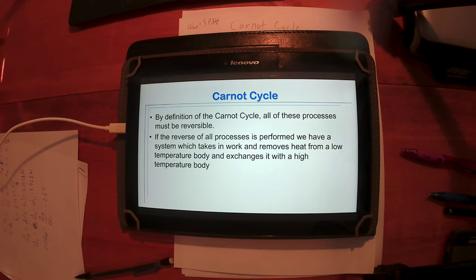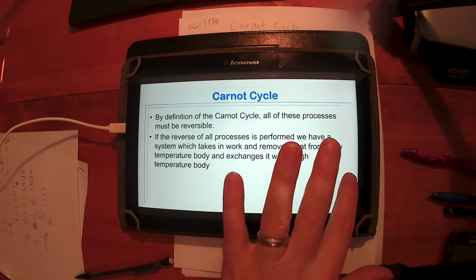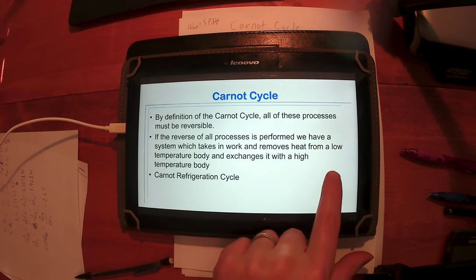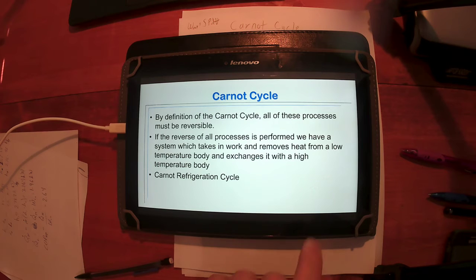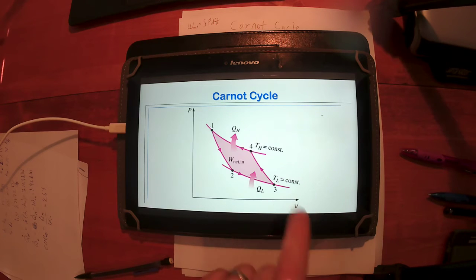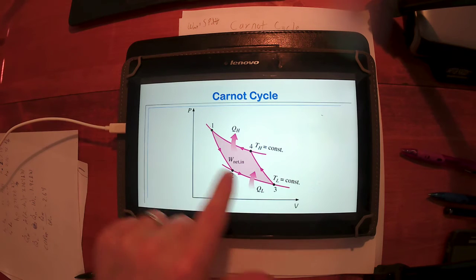And so if we do the reverse of all the processes, we get an object that is removing heat from a low temperature body and adding that heat to a high temperature body. It reverses the direction of the heat flow. We call that a Carnot refrigeration cycle, which you see here, right? So here we reverse the cycle.